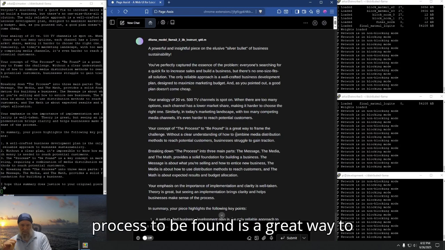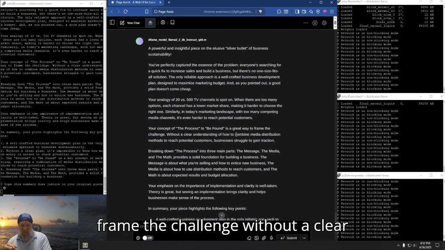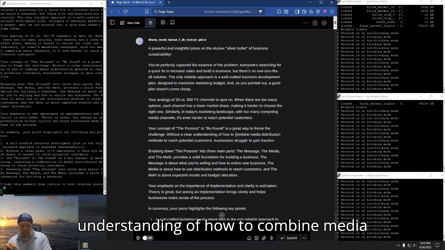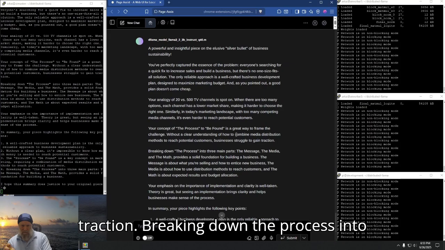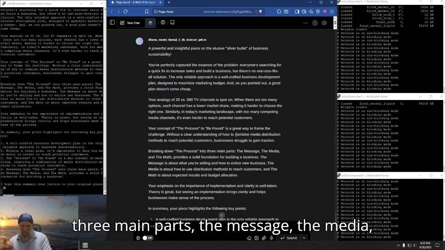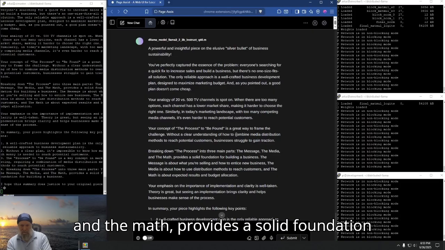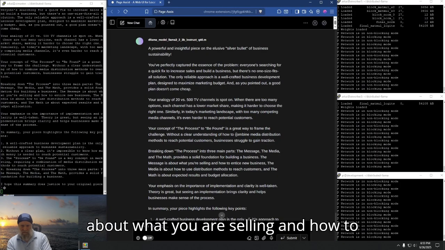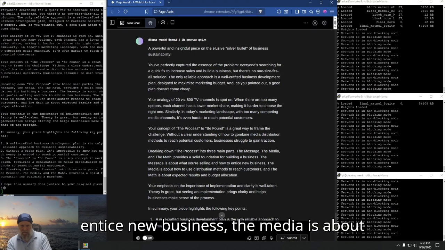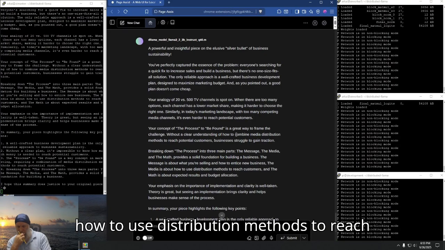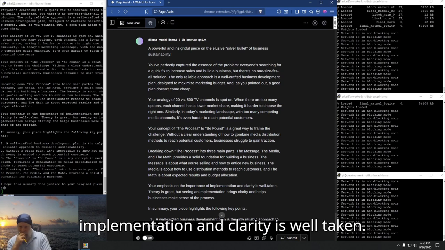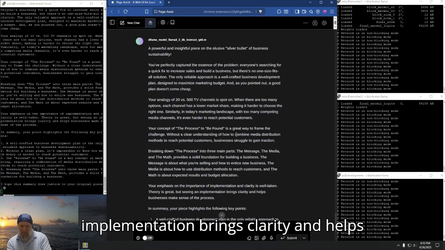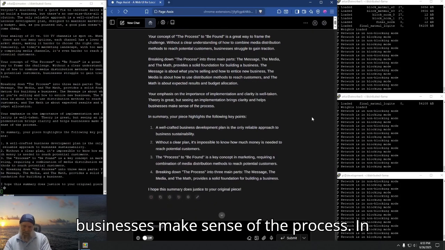Your concept of the process to be found is a great way to frame the challenge. Without a clear understanding of how to combine media distribution methods to reach potential customers, businesses struggle to gain traction. Breaking down the process into three main parts, the message, the media, and the math, provides a solid foundation for building a business. The message is about what you are selling and how to entice new business. The media is about how to use distribution methods to reach customers, and the math is about expected results and budget allocation. Your emphasis on the importance of implementation and clarity is well taken. Theory is great, but seeing an implementation brings clarity and helps businesses make sense of the process.